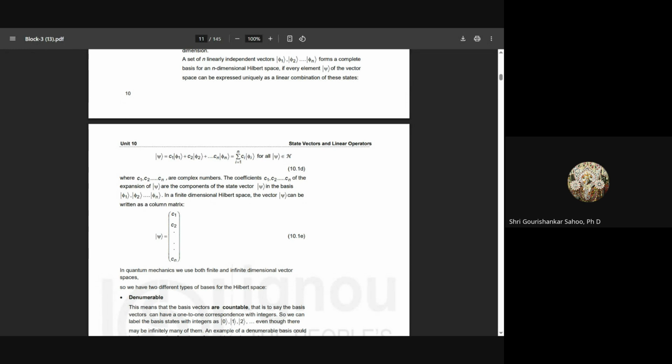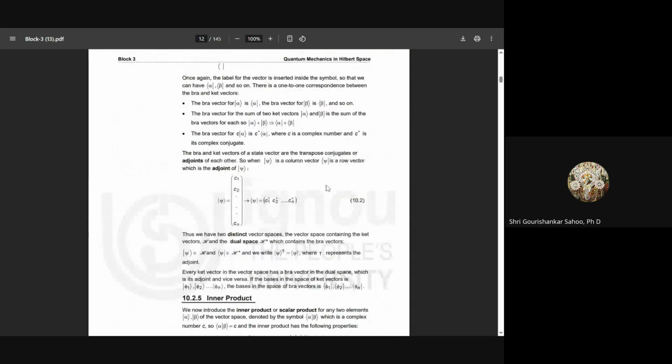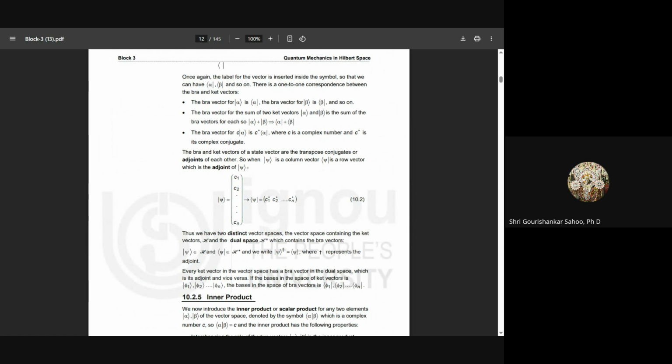So this is an important thing. Ci is called the expansion coefficient, and the Ci can be represented as C1, C2, and so on up to Cn. And psi ket is represented as a column matrix, and psi bra is represented as a row matrix, which we have discussed here. So see here, psi bra is represented as a row matrix, and psi ket is represented as a column matrix. And your bra vector is the adjoint of your ket vector.